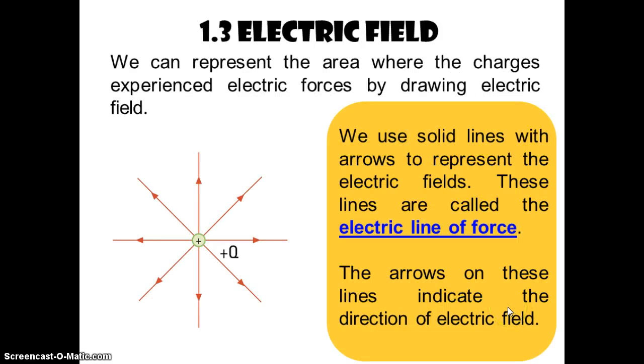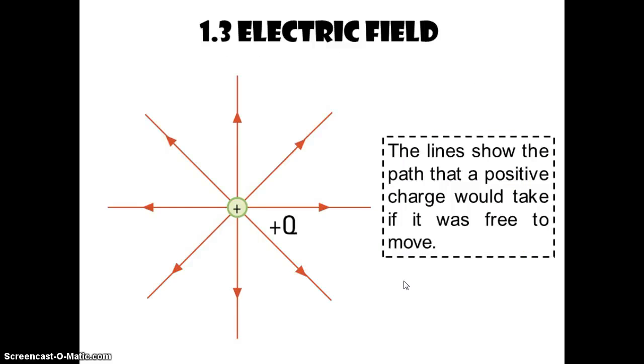So how do we represent electric field? We represent it using field lines, or electric lines of force. They are actually solid lines with arrows. The arrow is important because it indicates the direction of the electric field. The line shows the path that a positive charge would take if it is free to move. I have a charge here, and the field lines go outwards. What happens is, when I put in a positive charge here, it will be repelled, hence the arrow shows you how this positive charge will be repelled.